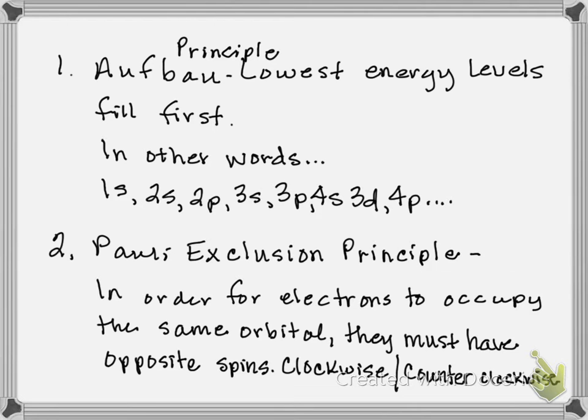Okay, so the first one is called the Aufbau principle. This principle states that the lowest energy levels fill first. In other words, the order of filling that I gave you the other day, and of course how you can just look at the periodic table and you know the order that they fill. They fill 1s and then 2s and then 2p and then 3s and 3p and 4s and 3d, 4p, and then we go to 5s, 4d, 5p, etc., just going left to right on the periodic table.